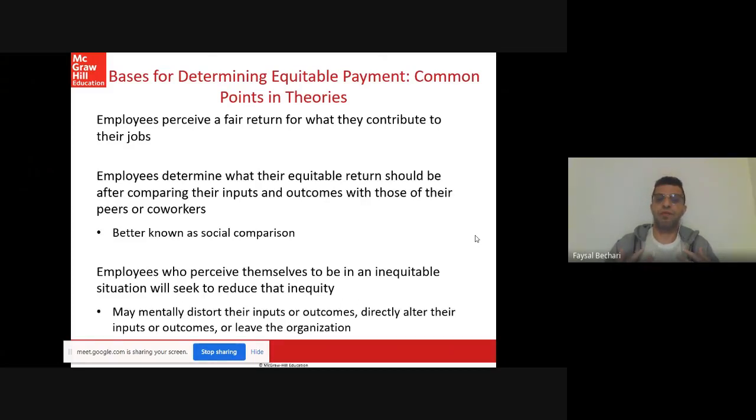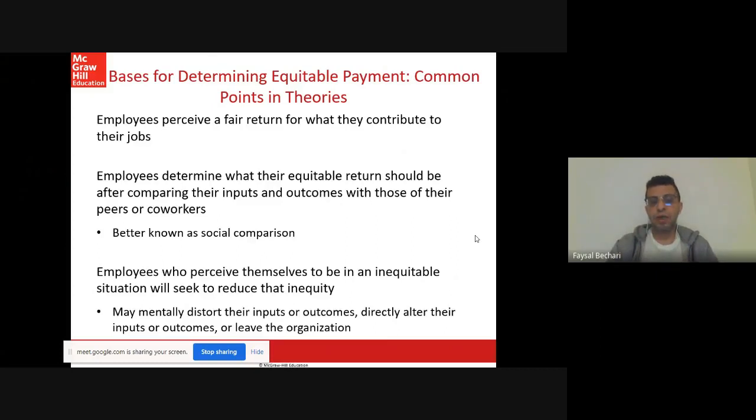Now, the base for determining equitable payment, the common points in theories. Employees perceive a fair return for what they contribute to their job. So they see how much they contribute to the job. The employee should see a fair return. If they don't see that, they will cut down on their contributions or probably look for somewhere else.